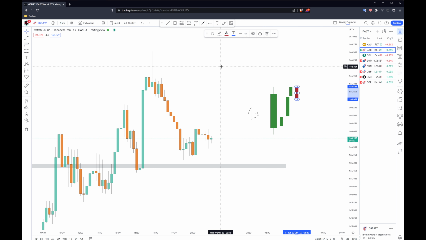Rejecting this area here, because we should have closed right over here, right over here, right over here. So we are rejecting these highs. So this is where this wick has been formed, or let's say, for example, something like this. Actually, it can be something like this. Anyways, this is just the wicks.